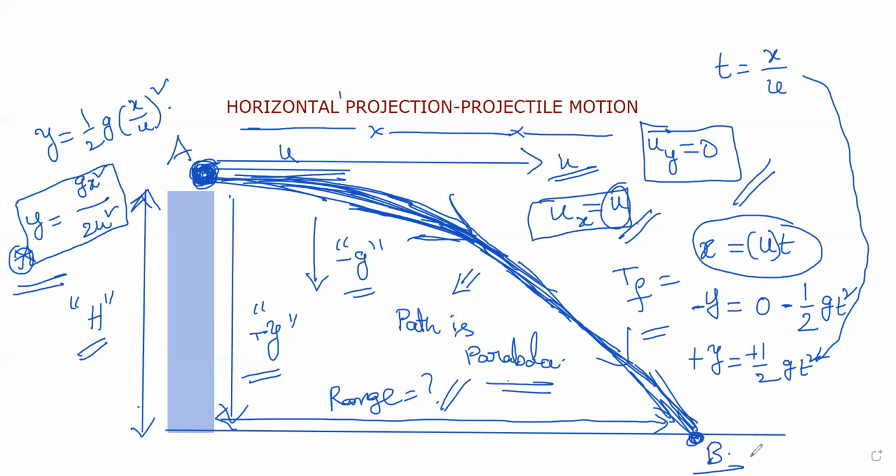How much time did it take to reach the ground? This is the calculation which we had to do. So how do we do this calculation? You have the equation y is equal to half g t square. This is the equation we have.